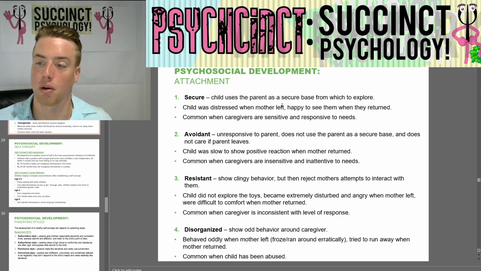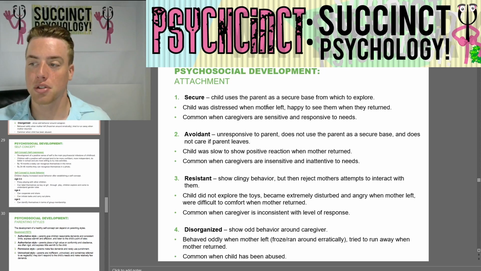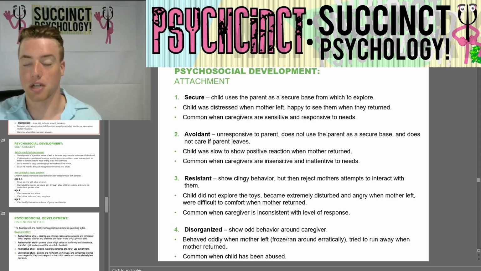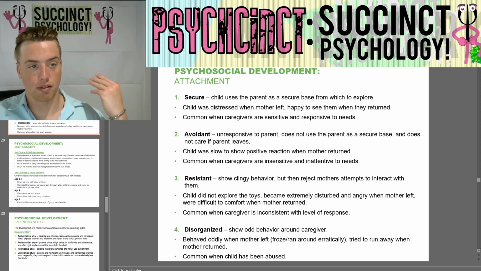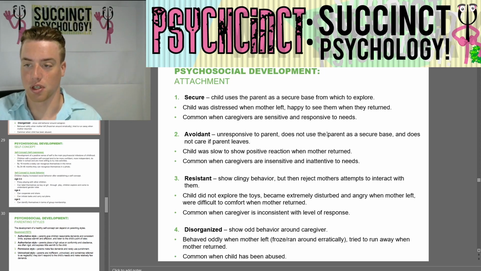of attachment. So, secure attachment. The child uses the parent as a secure base from which to explore. The child was distressed when mother left and happy to see them when they returned. And remember, during the Strange Situation experiment, they would have the mother and child in a room. A stranger would come in, the mother would leave, and then come back later to comfort the child. So in that experiment, with secure attachment, the child uses the parent as a secure base from which to explore. The child was distressed when mother left and was happy to see them when they returned. Common when caregivers are sensitive and responsive to needs.